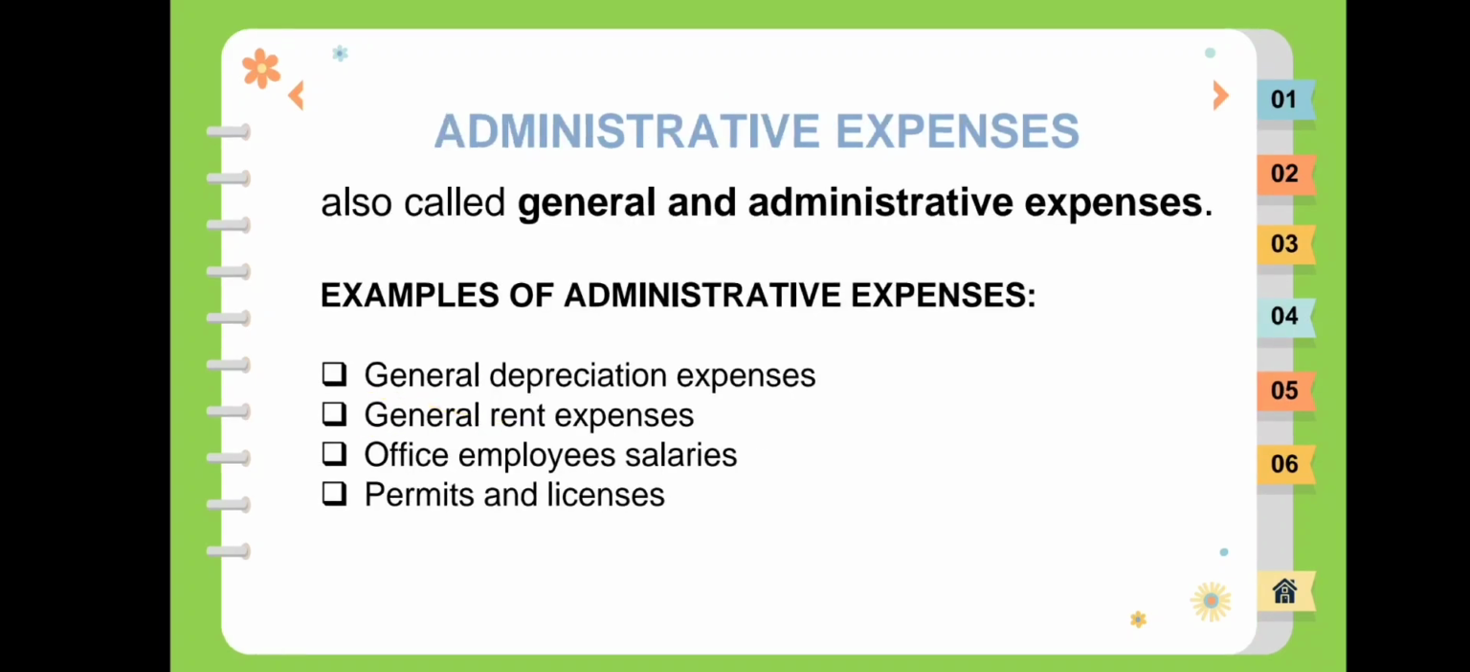And lastly, we have the administrative expenses or also called general and administrative expenses. So examples of administrative expenses are the general depreciation expenses, the general rent expenses, the office employees' salaries, the permits and licenses. So for general and administrative expenses, ito yung mga nai-incur na expenses ni business na walang kinalaman sa pag-create or walang kinalaman sa pag-deliver ng product sa customer.